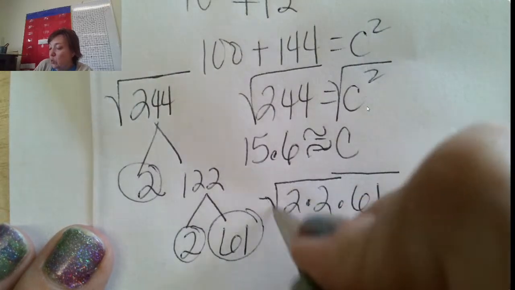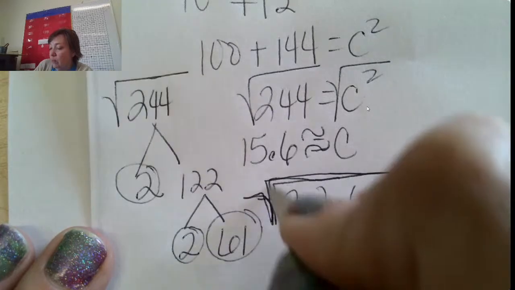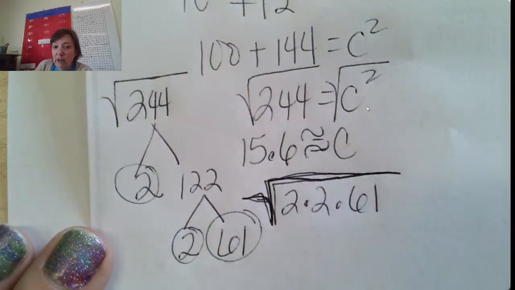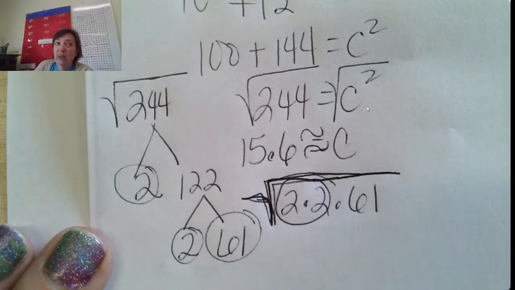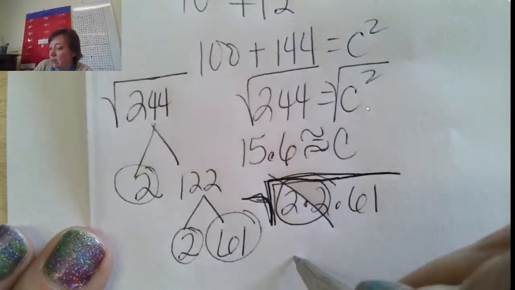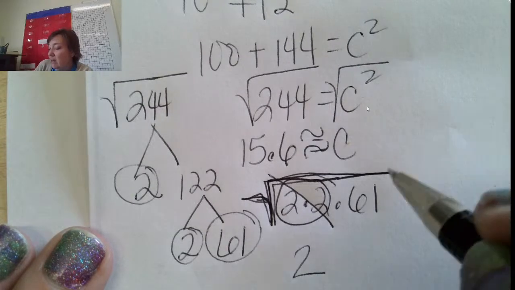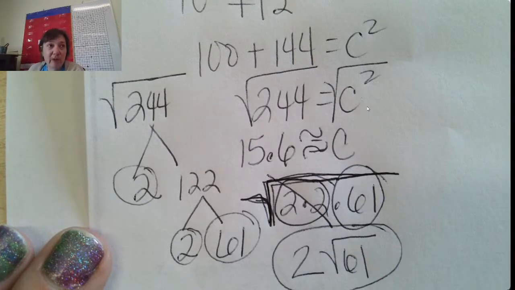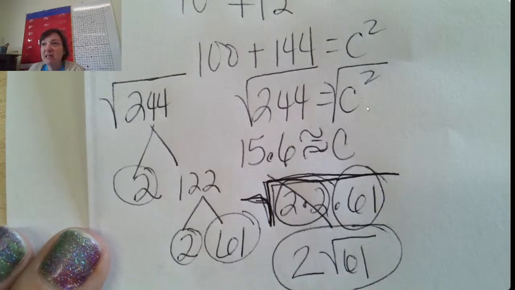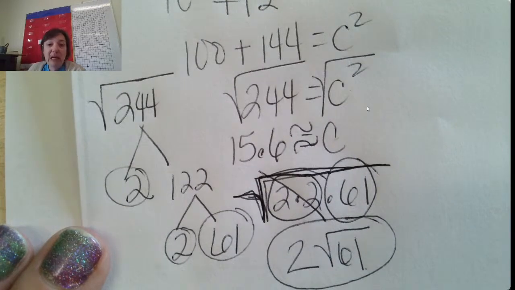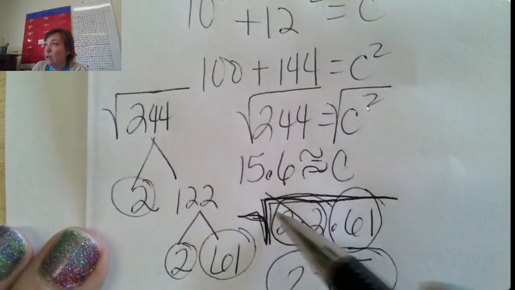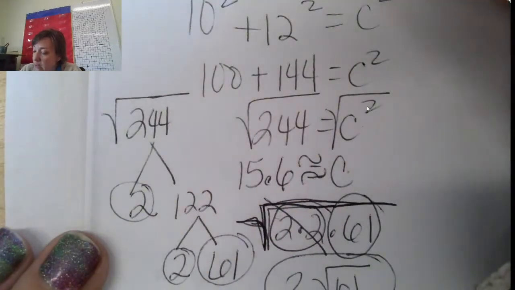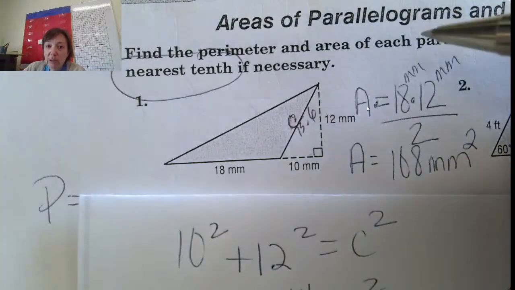And remember, all square root means is what number is being multiplied times itself. Well, here is a number being multiplied times itself. So we can take the square root of 2 times 2 and we get the number 2. We cannot take the square root of 61, so it stays under the radical. And that would be the simplified version of that. If they asked for an exact answer, you'd have to use that guy. But they didn't. So we're going to use 15.6. So we're going to put 15.6 up here on our diagram.